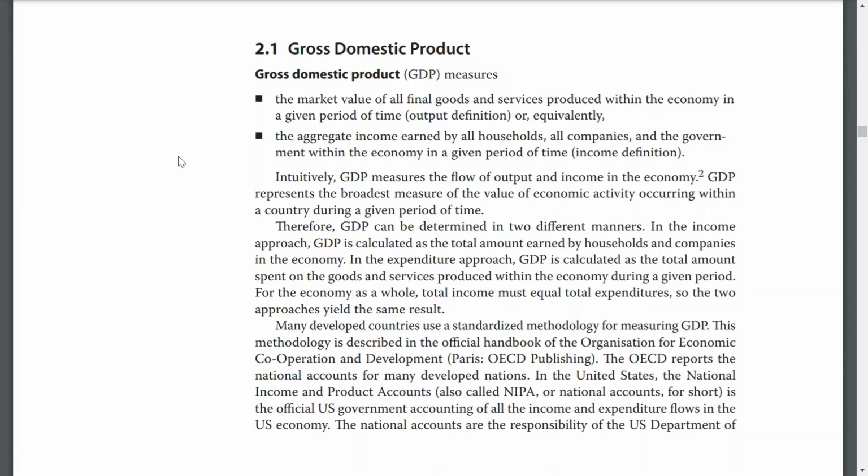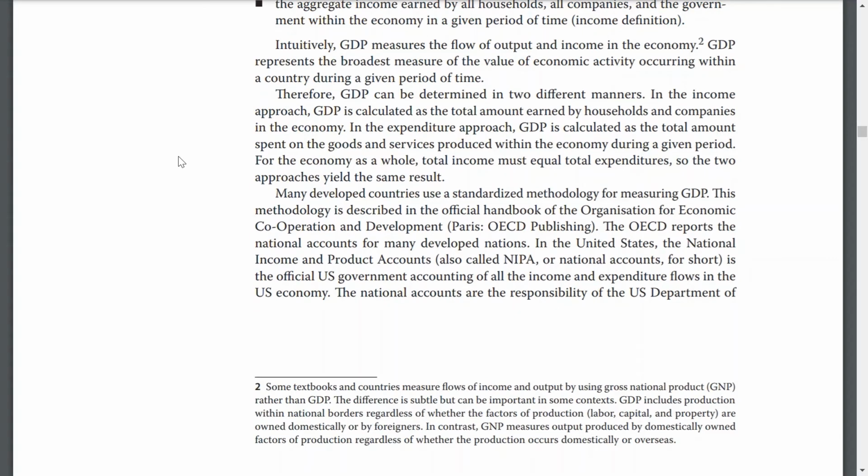Therefore, GDP can be determined in two different manners. In the income approach, GDP is calculated as the total amount earned by households and companies in the economy. In the expenditure approach, GDP is calculated as the total amount spent on the goods and services produced within the economy during a given period. For the economy as a whole, total income must equal total expenditure, so the two approaches yield the same result. Many developed countries use a standardized methodology for measuring GDP. This methodology is described in the official handbook of the Organisation for Economic Co-operation and Development, or the OECD.